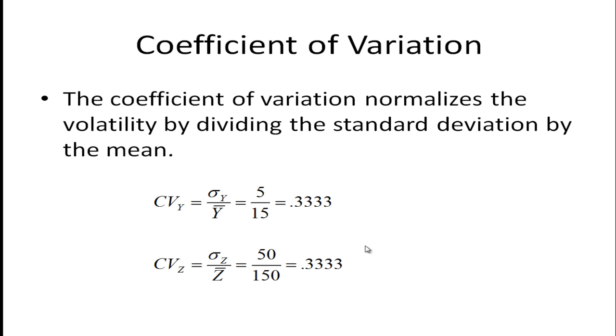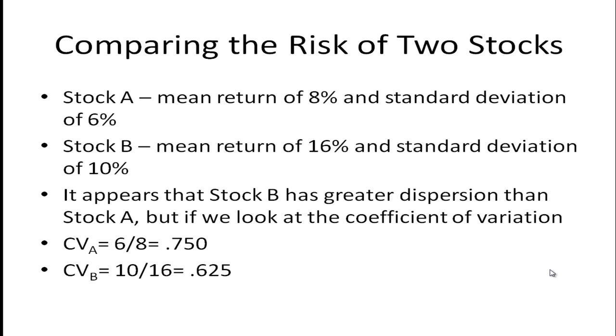So you can see that they're exactly the same, and we did this by scaling them, or by dividing them by the mean values. Now, we can also use this for comparing the risk of two stocks. Suppose stock A has a mean return of 8% and a standard deviation of 6%. Suppose stock B has a mean return of 16% and a standard deviation of 10%.